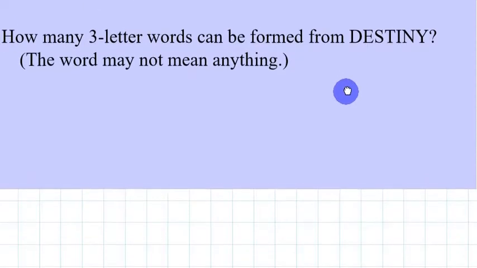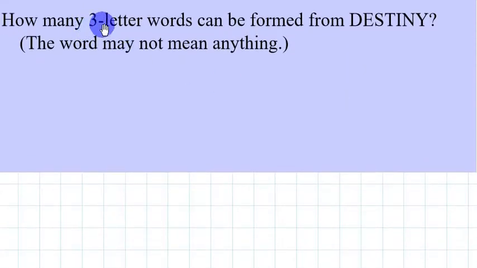Now, another example. How many 3-letter words can be formed from the word destiny? The word may not mean anything. Pause the video and try to answer this problem. So, in this case, we want to take 3 letters from destiny, which has 1, 2, 3, 4, 5, 6, 7 letters. And take note, they are distinct.